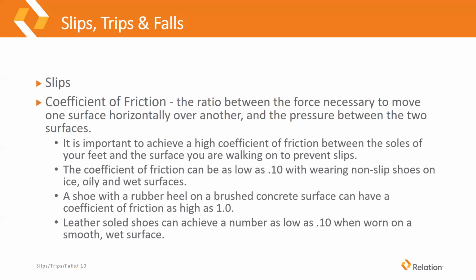So the coefficient of friction can be as low as 0.1 when you're wearing non-slip shoes on ice, oily, and wet surfaces. A work boot, when you're walking on a brushed concrete surface, can have a coefficient of friction as high as 1.0. So think about something very slick with non-slip shoes, and then think about a work boot on some roughed up concrete. Leather-soled shoes can achieve a number as low as 0.10 when they're worn on a smooth, wet surface as well.